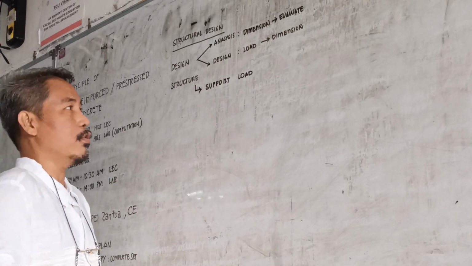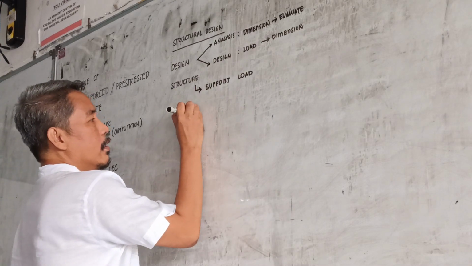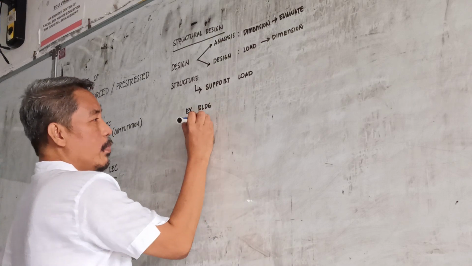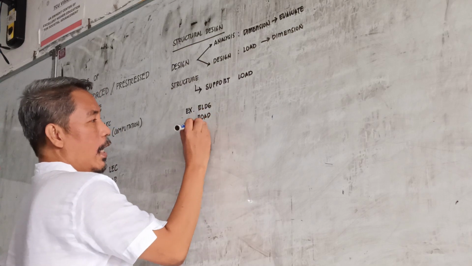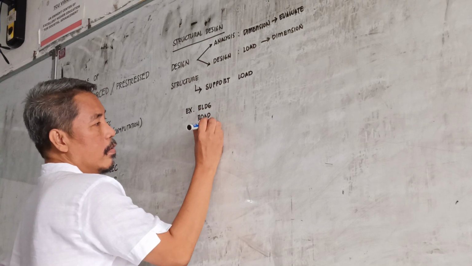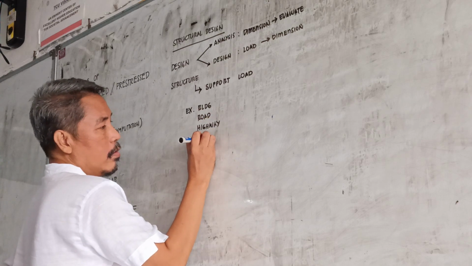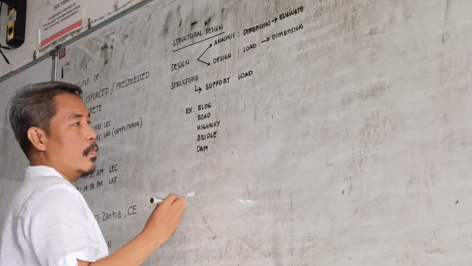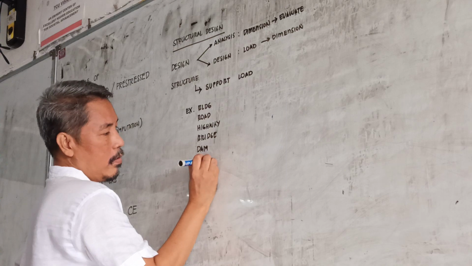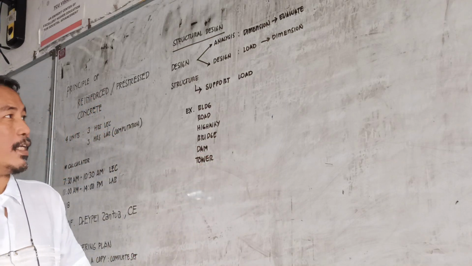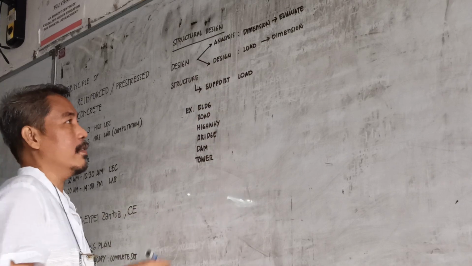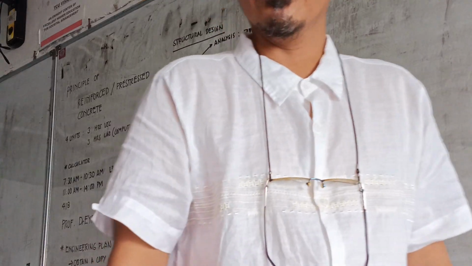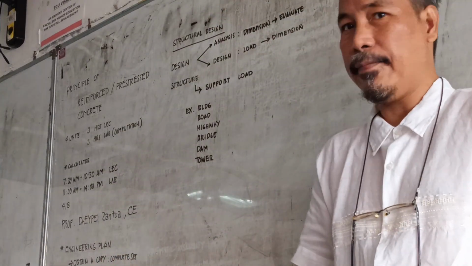So anything. It could be what? Examples of structure: it could be a building, a road, a highway, a bridge, a dam, a tower. They are specifically designed for that purpose, to support a load. Okay?